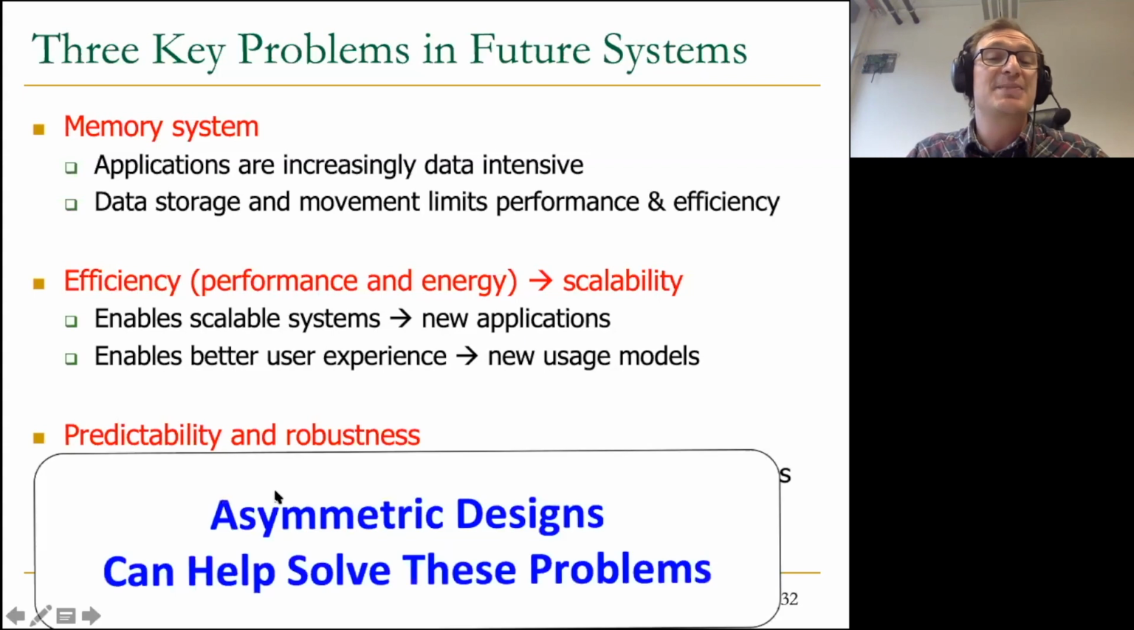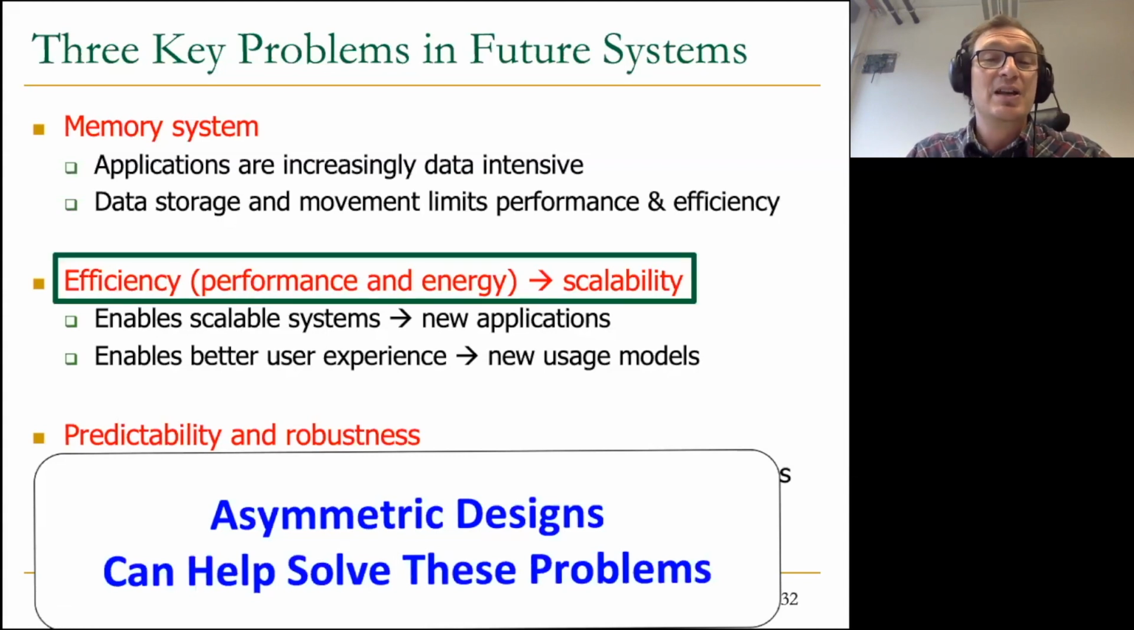But basically, asymmetric designs can help solve these problems. And we've seen examples of asymmetry in all of these, which I'm not going to reiterate right now. But the rest of this lecture is going to focus more on performance, parallelism, efficiency, and scalability overall. When I say efficiency, it's not just energy efficiency, although energy efficiency will also improve, but it's really more about scalability and parallelism of the system and how we can potentially take advantage of heterogeneity to enable that.